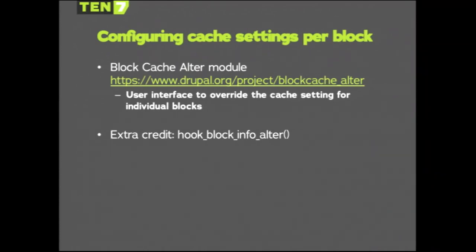The block cache alter module is really just a wrapper around the function hook block info alter. So if you would rather put it in a module, that's probably a slightly better way of doing it than block cache alter. It saves you a database call to get the settings for block cache alter. And the code for block info alter is not particularly hard to look at. The examples are pretty straightforward.